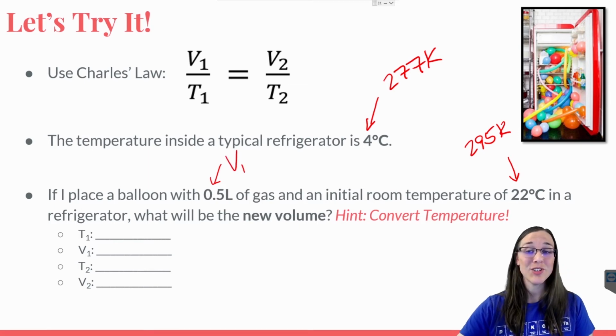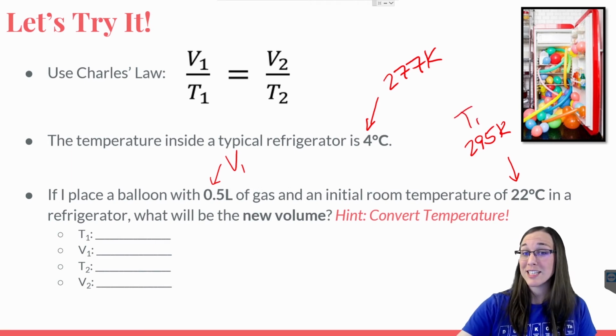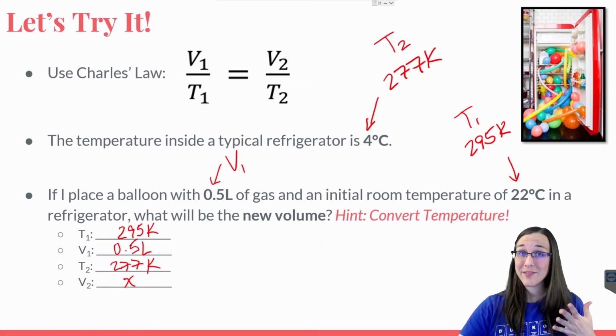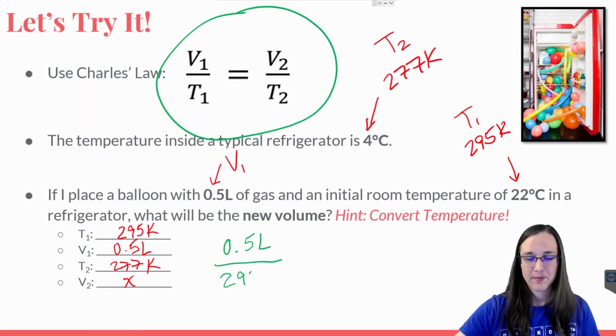I see here 0.5 liters, that's a volume measurement, and that volume is going to be our initial volume. It's initially at a temperature of 295 Kelvin. So that's going to be our T1. Our T2 is going to be in the fridge. And so here we're solving for our V2. Now that we've identified the variables, let's plug and chug into Charles' Law.